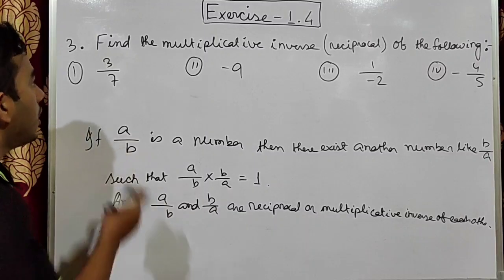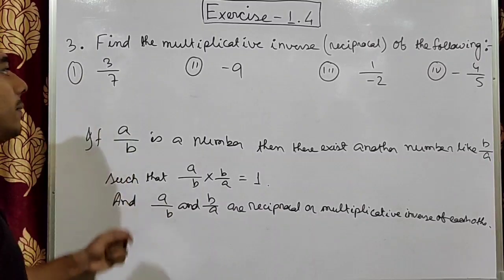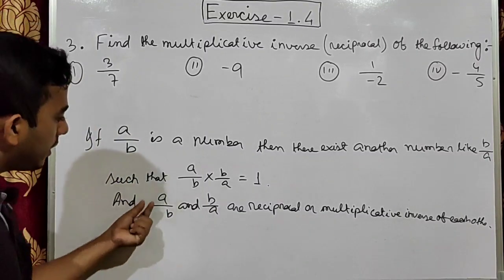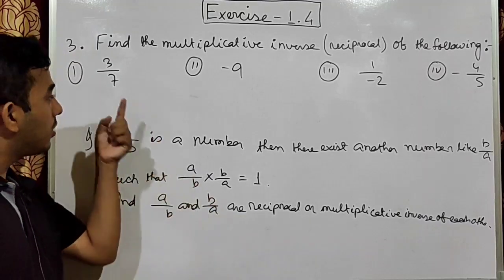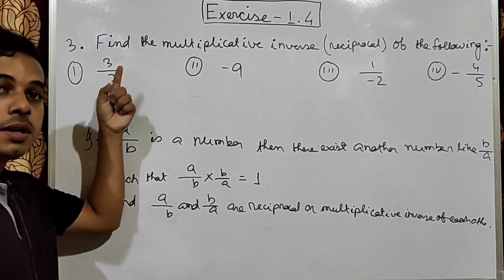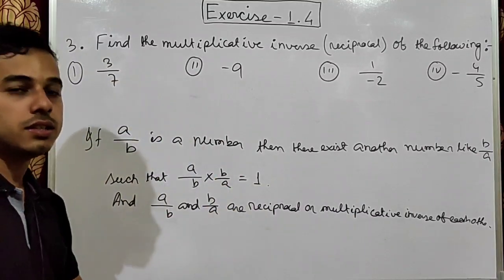Very good. So now here number 1, it is 3 by 7. So consider A by B as 3 by 7. So its multiplicative inverse is what? B by A. So here this multiplicative inverse will be what? 7 by 3, isn't it? Very good.